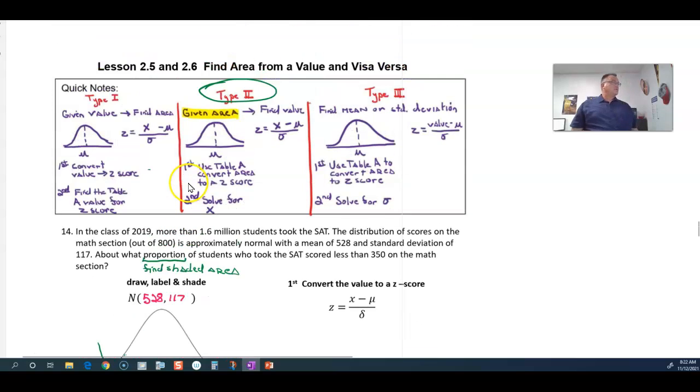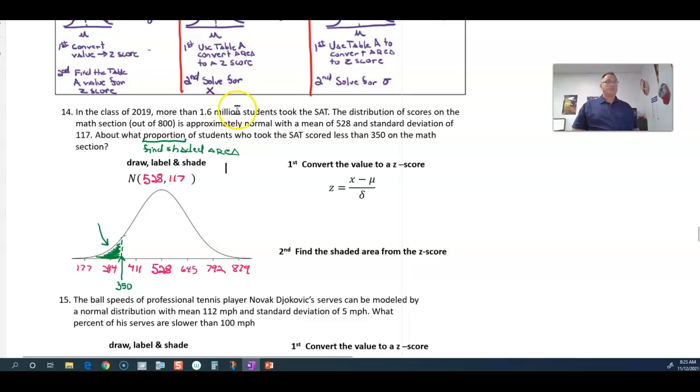All right, so it tells you exactly what to do. Convert it to a z-score and then look it up on the table. All right, so we're going to convert it over here. So this is going to be 350, that's my value. Okay, and then I'm taking away the mean, which was 528, and I'm dividing by the standard deviation.